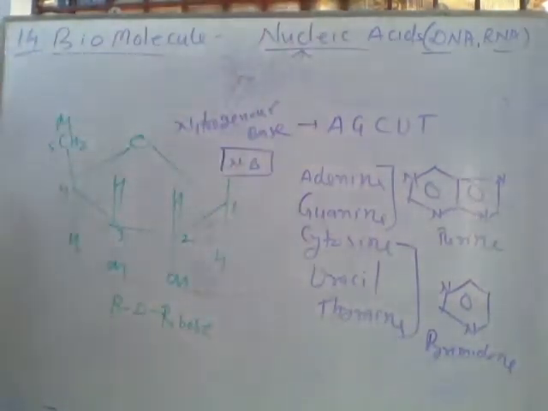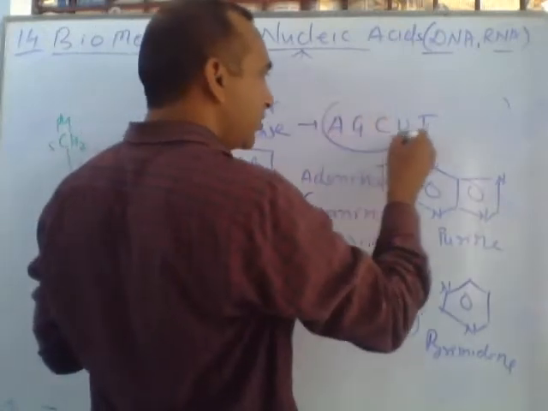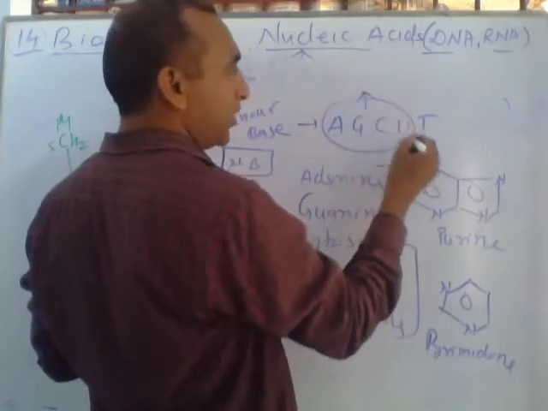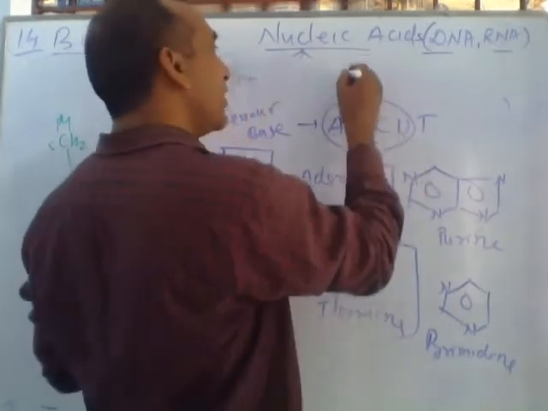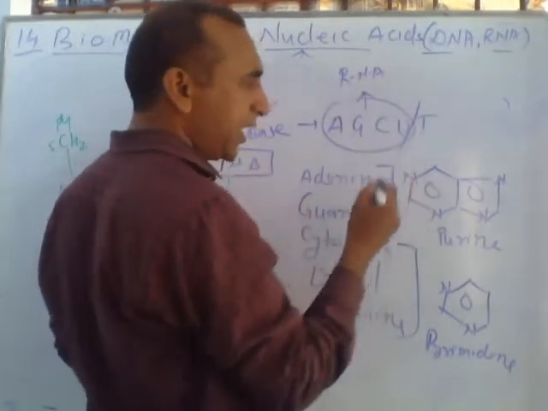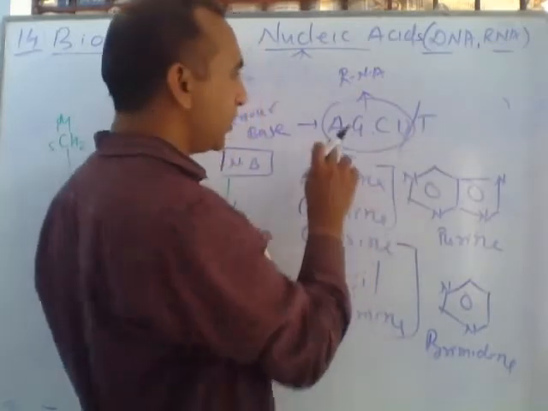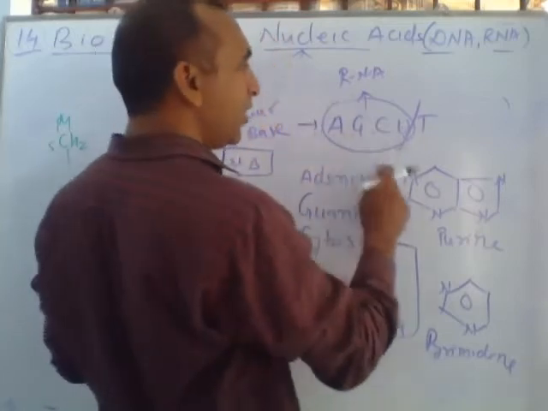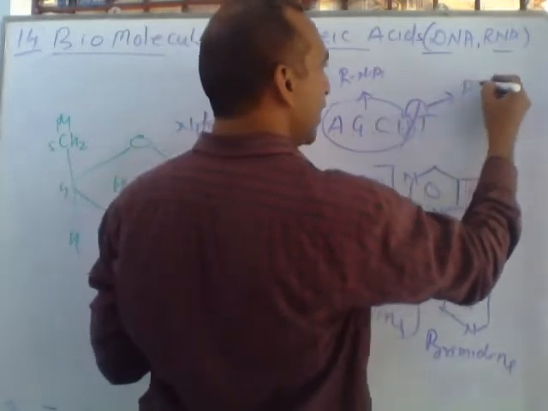Now, but remember one thing. Starting with these 4, adenine, guanine, cytosine, and uracil, these 4 nitrogen bases are present in RNA. But here I am writing a slash. It means only uracil and thymine you can replace. These 3 are common for both RNA and DNA. If you use thymine instead of uracil, then DNA will form.